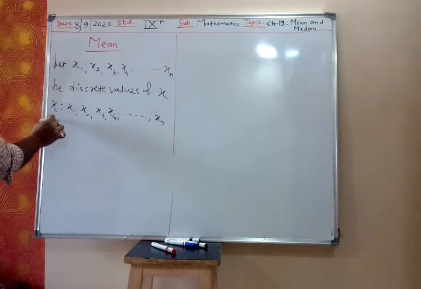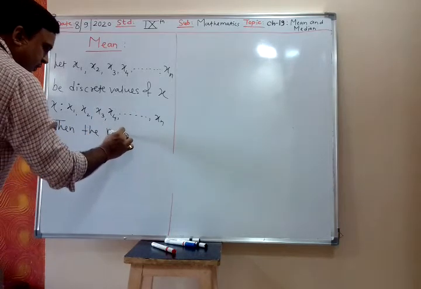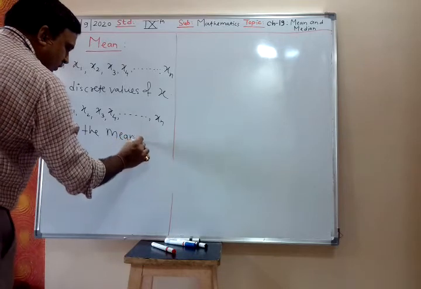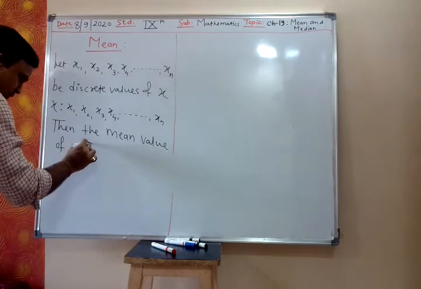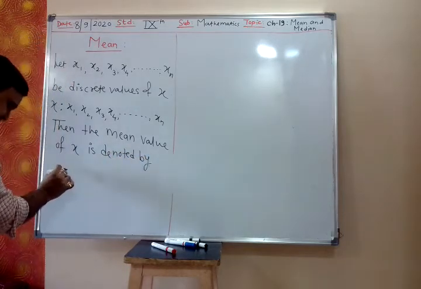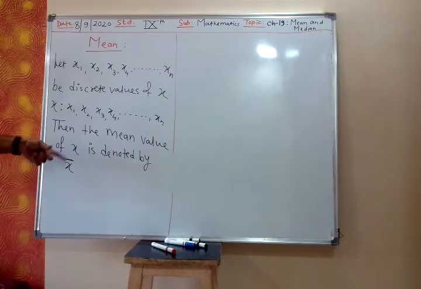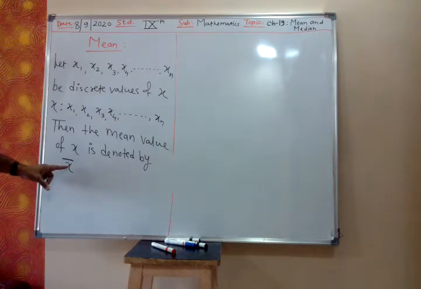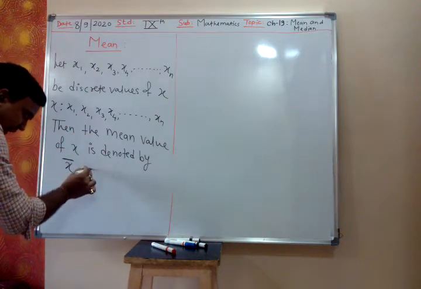Then write down the mean value of x. The mean value of x is denoted by x with one horizontal line above it. We read that as x bar. X bar is the mean value of x, and it is given by a formula.